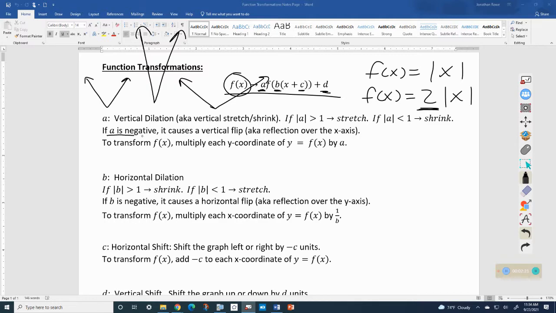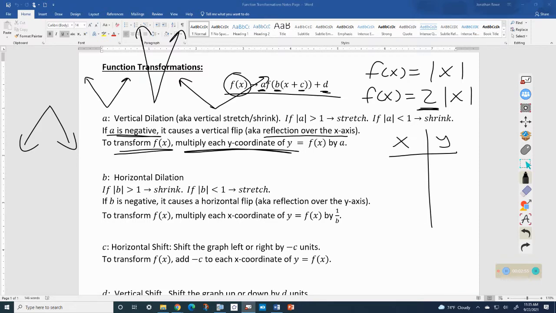If A is negative, then it's going to cause a flip, a vertical flip, also known as a reflection over the x-axis. So these absolute value functions would turn and go the other way. They would flip over that x-axis. All right. So to transform f of x, whatever ordered pairs we have, we're going to multiply each y-coordinate by A.